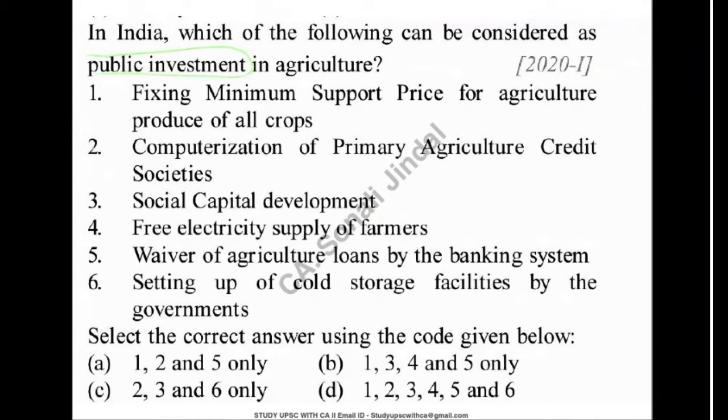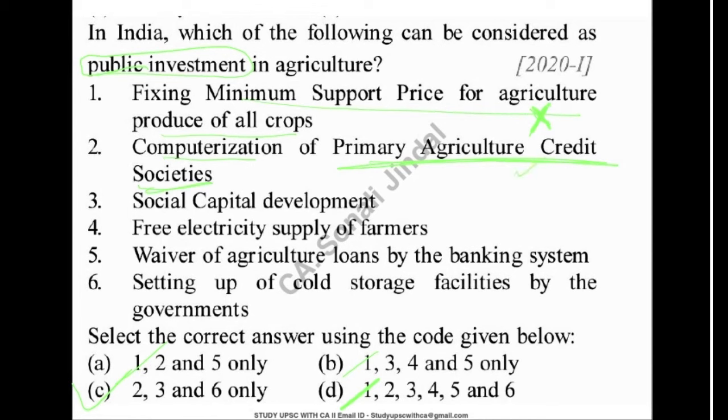Each one of the following can be considered as public investment in agriculture. Here also you need to think public investment will also be a long-term investment that will benefit a citizen or any farmer for the long term. Let's read first statement. Fixing MSP for the agricultural produce of all crops. No, this is not for the long term, rather it will benefit the farmer in that year itself. So let's eliminate first, you will directly reach to the answer, but let's read other.